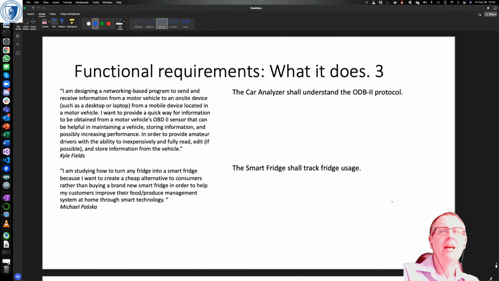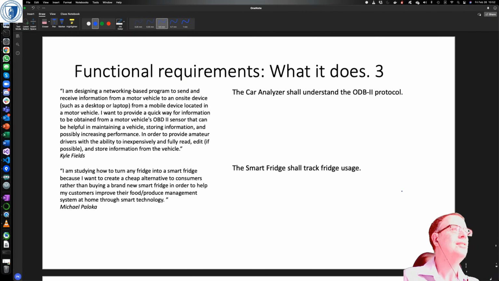And then Michael Paloka, the smart fridge shall track fridge usage. And maybe we need to be a bit more specific about what we mean by fridge usage. I saw that and I thought maybe we need to track the number of times the fridge door opens and closes. Or maybe we need to track how much food is kept inside the fridge. But that's the sort of thing you need to be explicit about in your requirements.